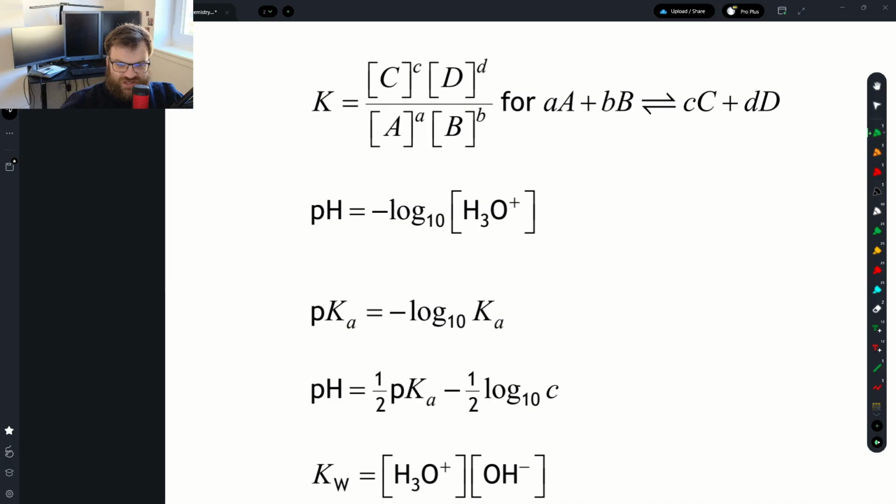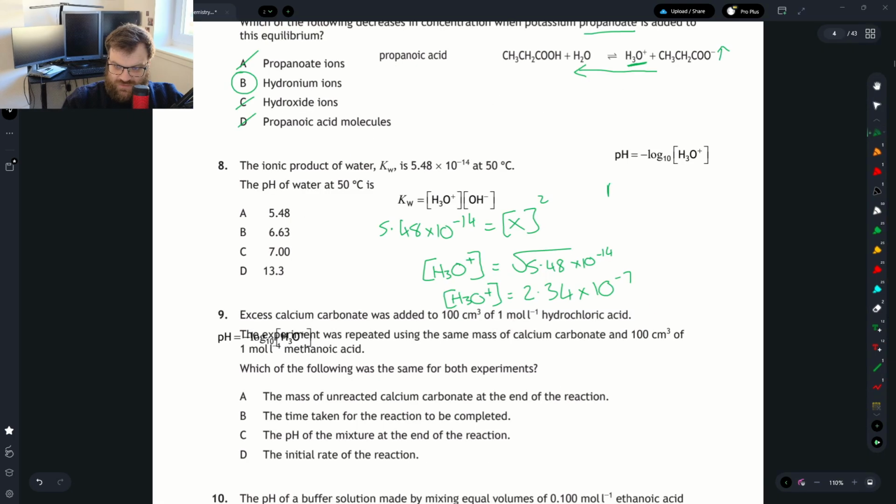If you know the concentration of H3O+, if you do minus log to the base 10 of that, you'll work out the pH. So our pH is going to equal minus log to the base 10 of our 2.34 times 10 to the minus 7, which is 6.63 as our answer. Water is neutral, so the hydronium ions and hydroxide ions need to be equal, and then that spills out from there.